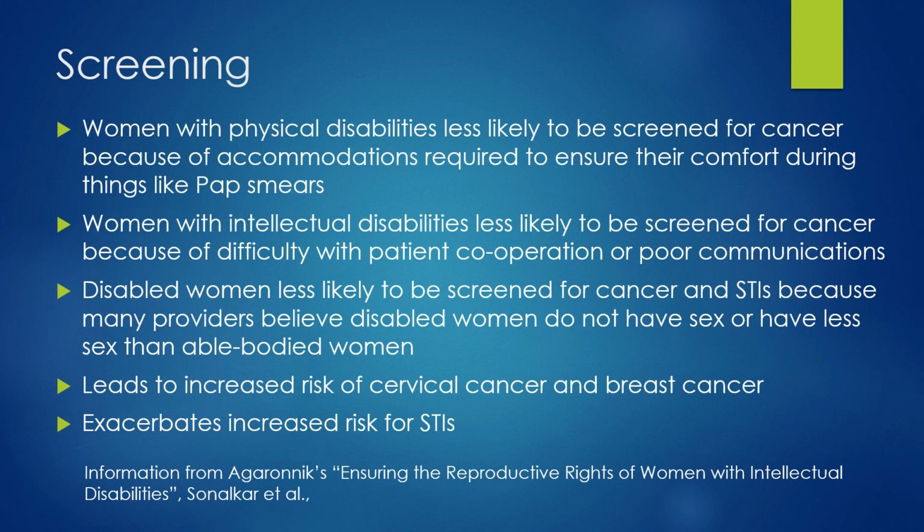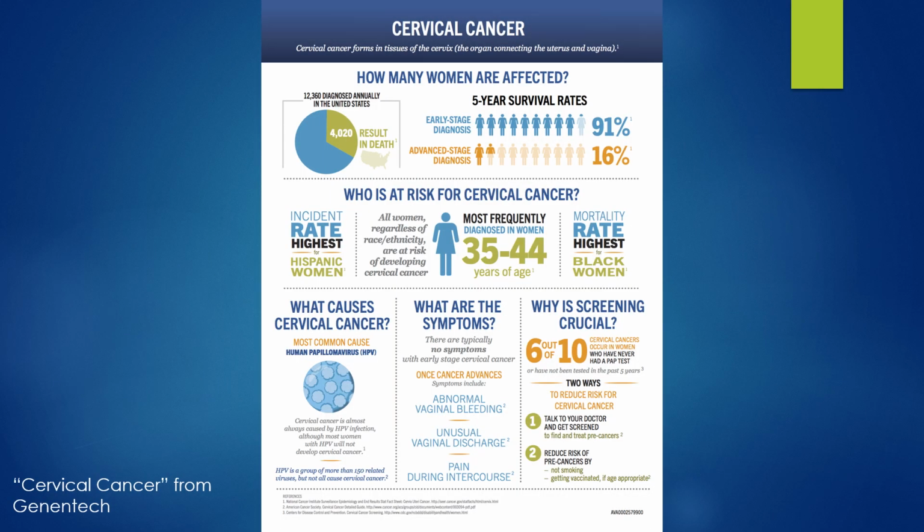STI screening is done less in disabled women also, but for a different reason. Many providers do not think it is necessary since they assume their disabled patients are not sexually active. Women with intellectual disabilities are 72% less likely to be screened for cervical cancer and 45% less likely to be screened for breast cancer, according to Agaronics et al.'s Ensuring the Reproductive Rights of Women with Intellectual Disability.